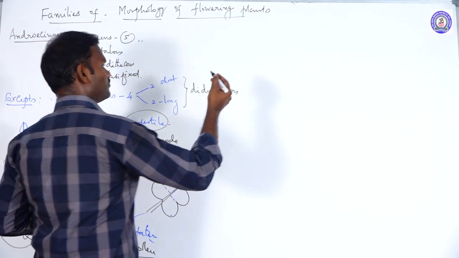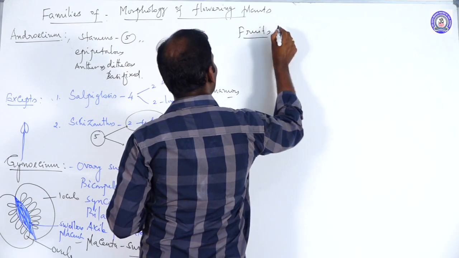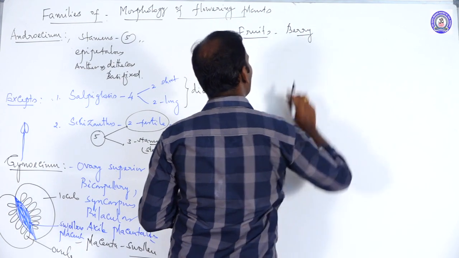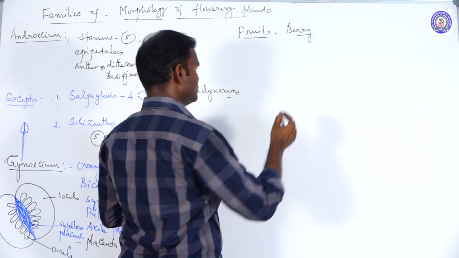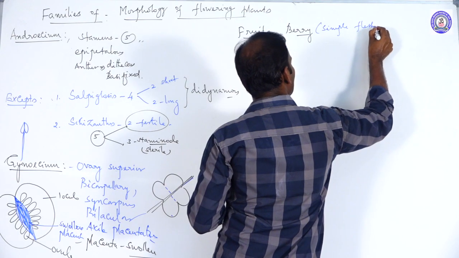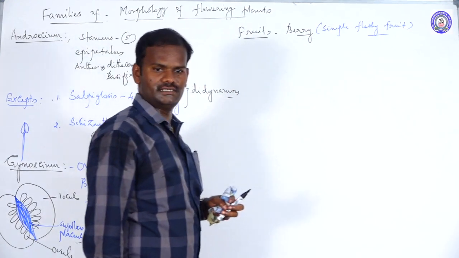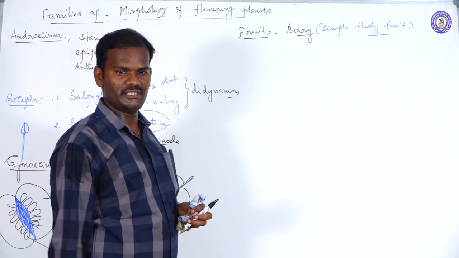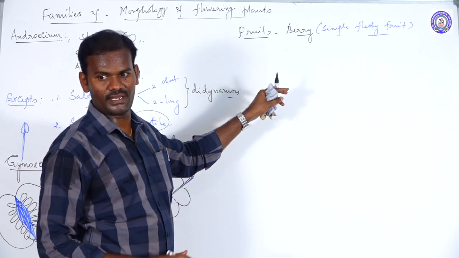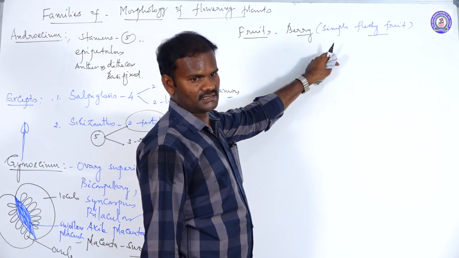The next, fruit. There are two types of fruit. Most members have berry fruit. Berry is actually a simple fleshy fruit. The pericarp is fleshy. They do not split open at maturity. Then how do they liberate the seeds? By decaying of the pericarp, decomposing of the pericarp to liberate the seeds. These are called simple fleshy fruits and indehiscent.